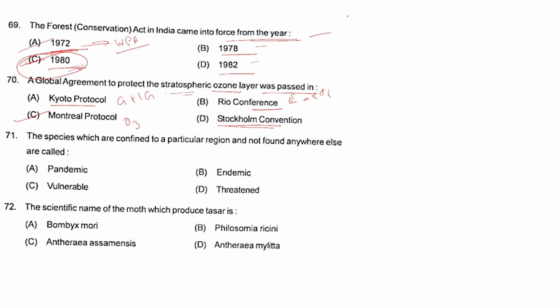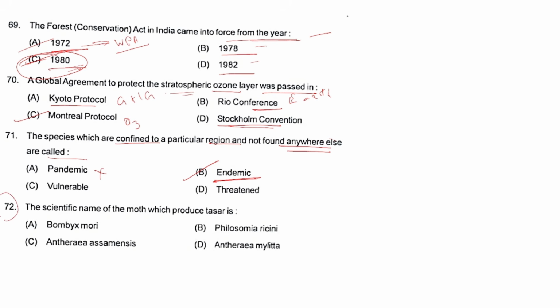Next, question number 71. The species which are confined to a particular region and not found anywhere else are called pandemic. No, it is B, that is endemic. So this is the definition of endemic itself. There is nothing more to explain here.